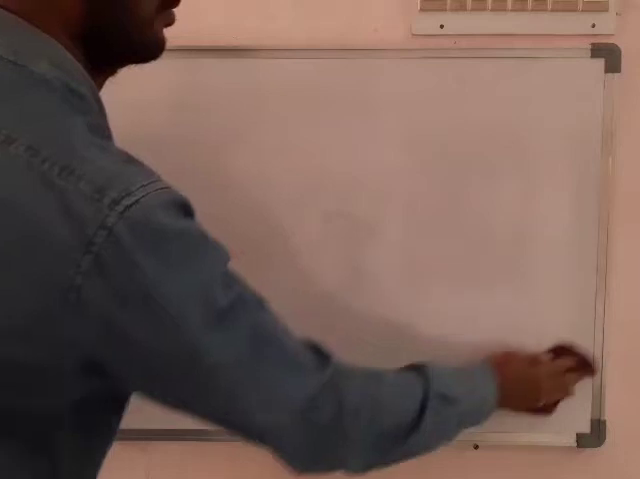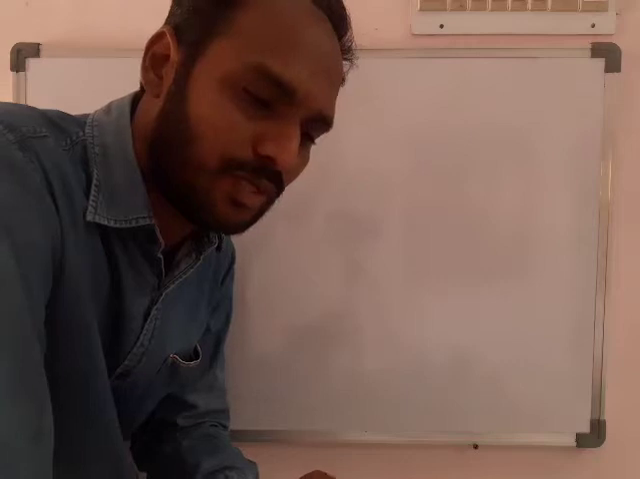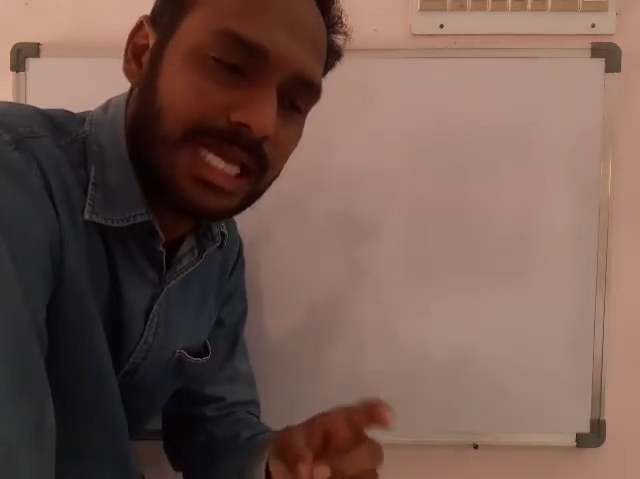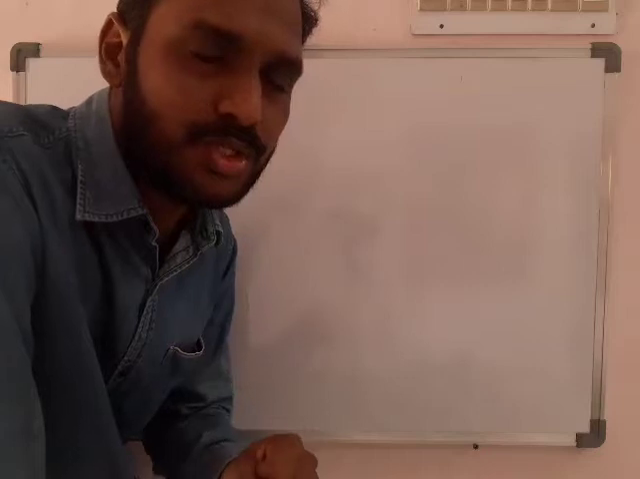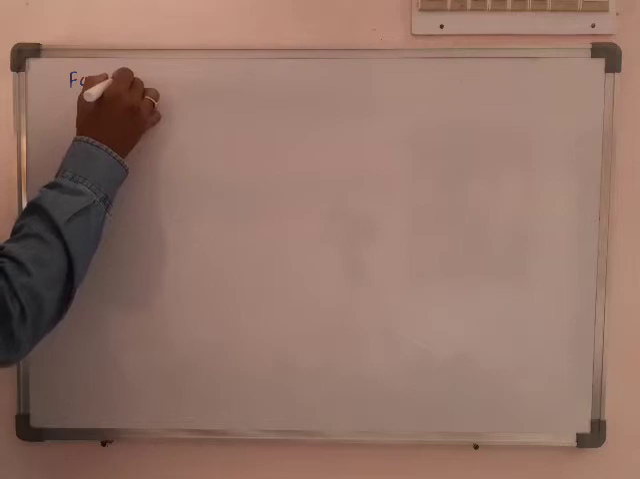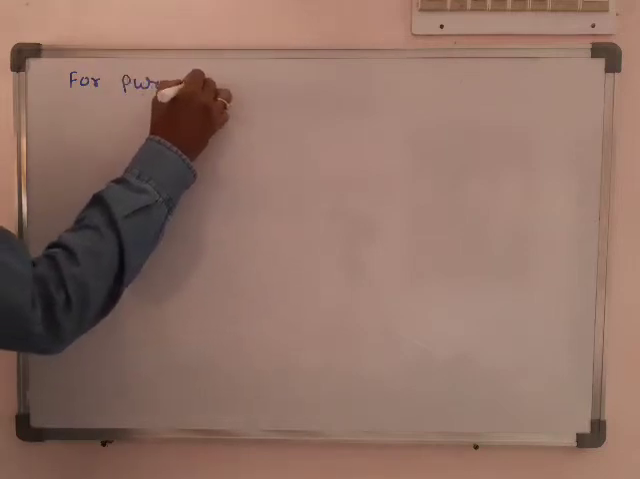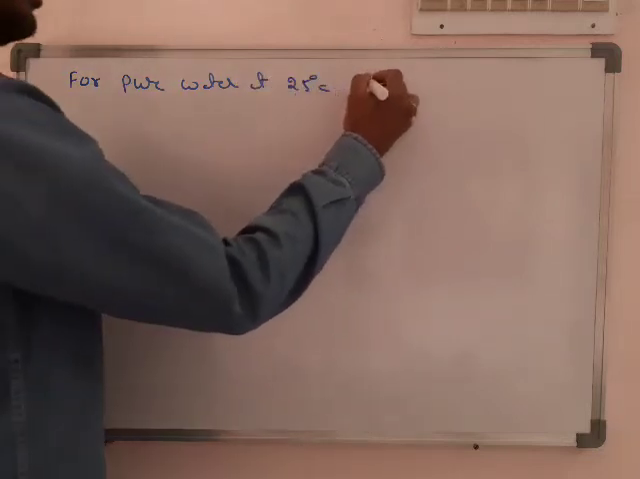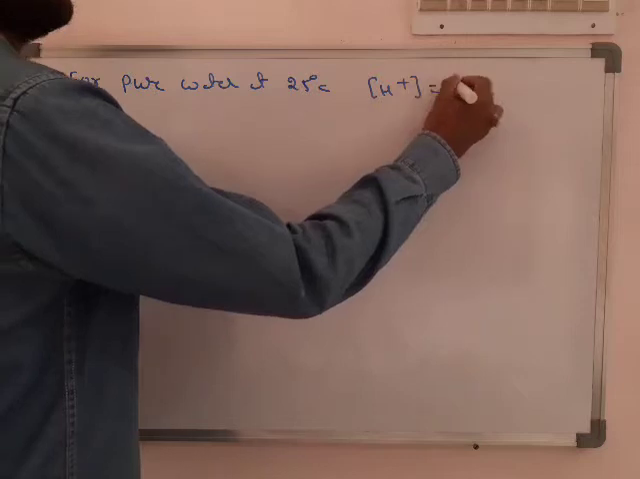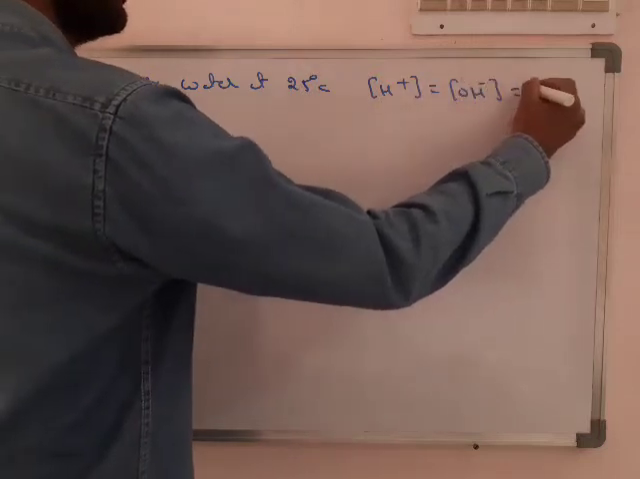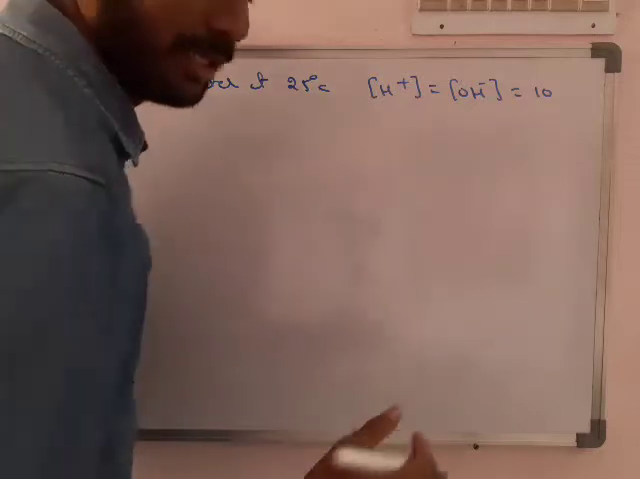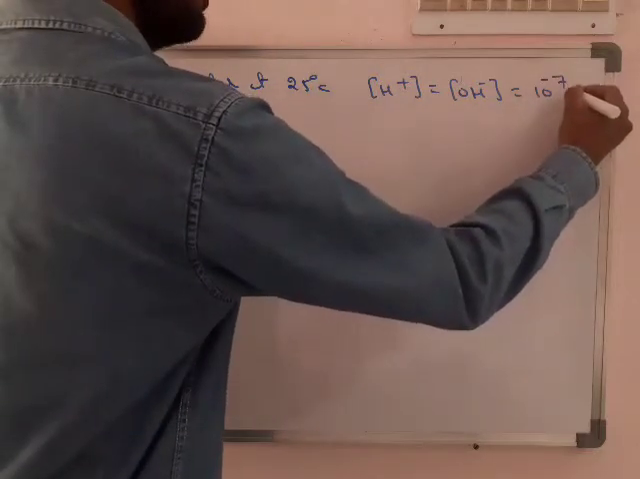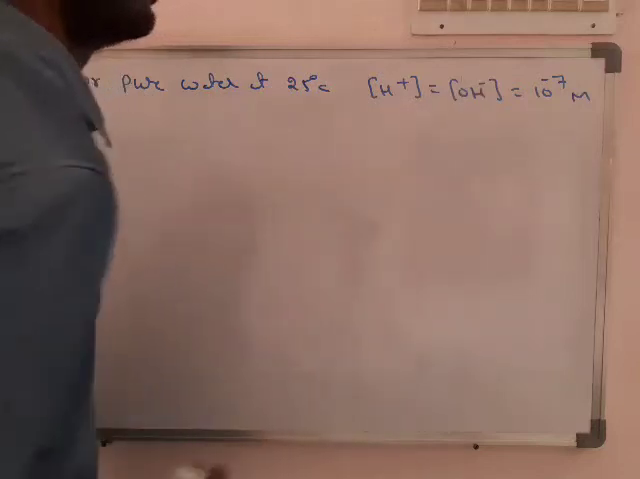Now we apply this pH formula for acids, bases, and neutral solutions. We know that for pure water at 25 degrees Celsius, the H+ concentration and the OH- concentration are each equal to 1 into 10 to the power of minus 7 moles per liter. We are writing it as a molarity.